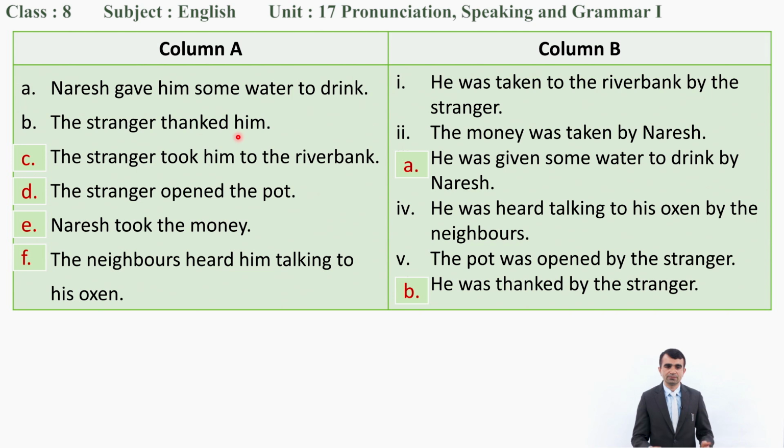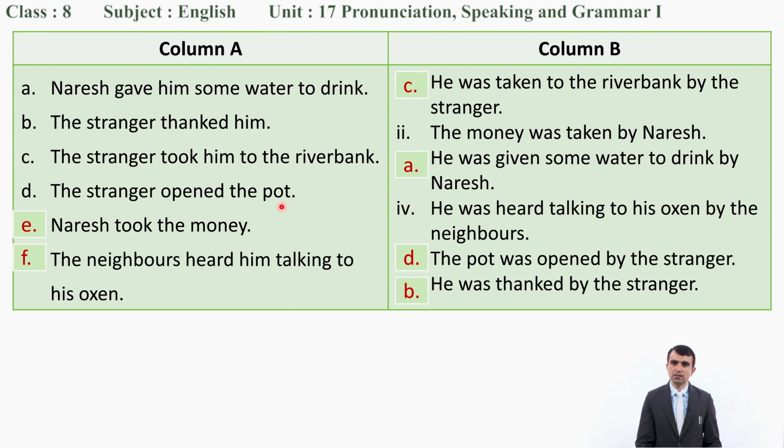Similarly, C. The stranger took him to the riverbank. What is the passive counterpart? He was taken to the riverbank by the stranger. Next, D. The stranger opened the pot. What is the passive counterpart? The pot was opened by the stranger.